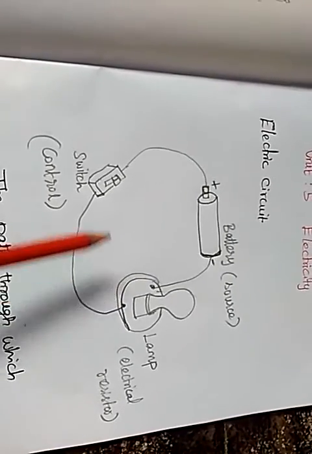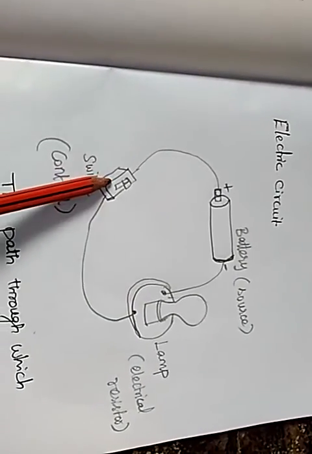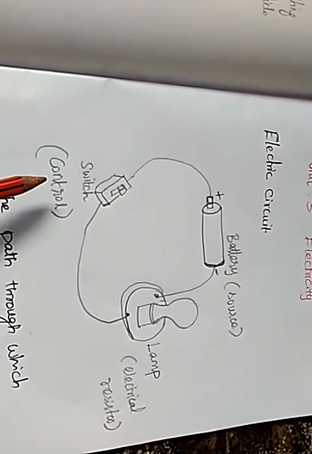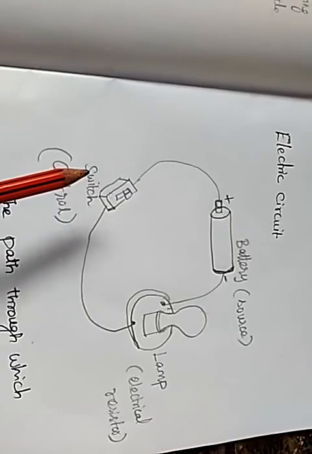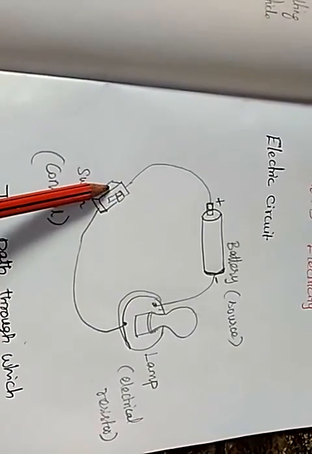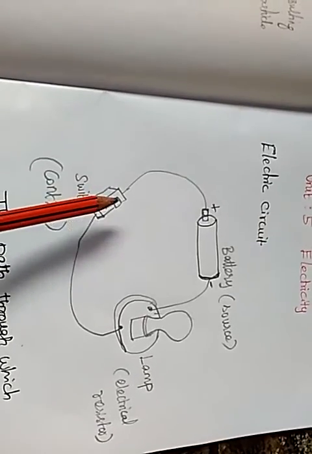Then this is the key, the switch. This is the control. Control is the mechanism that is used to start, stop and regulate the electric current.